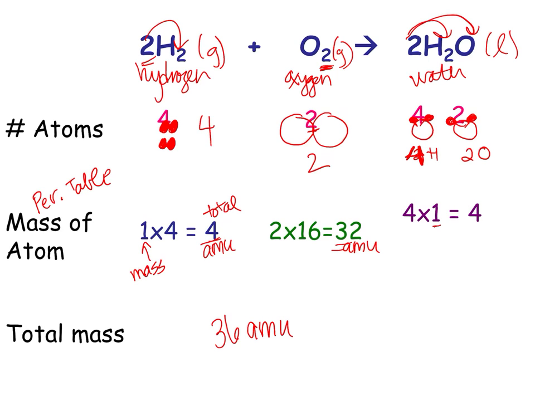And then we have 2 oxygens, 32. So our total mass would be 36 on both sides. This isn't an ideal world. This is a theoretical world.